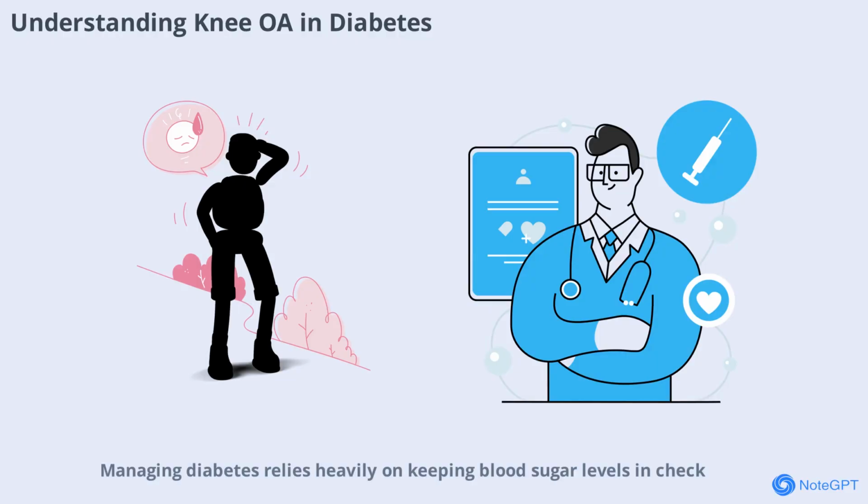Managing diabetes relies heavily on keeping blood sugar levels in check, but when knee OA is present, it can make self-management much harder. This sets the stage by highlighting how OA and T2DM often coexist, creating a cycle where joint pain and mobility issues become barriers to effective diabetes care.